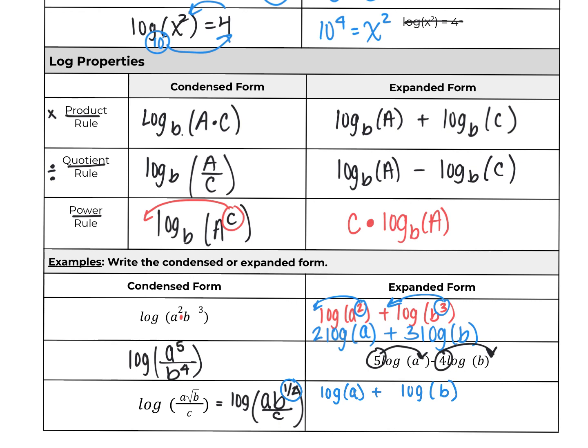But technically, since we have that power, we could just throw it in front. So 1/2 log of b. And then now we are subtracting because we have division. So we're going to subtract log of c. So that would be your expanded form. Could you have done the preliminary step here and then dropped it? Absolutely. But that's just your final answer.